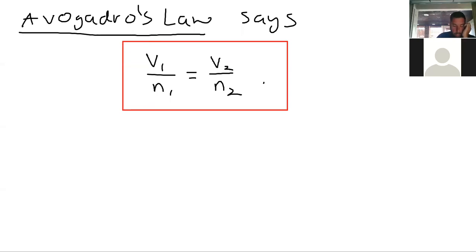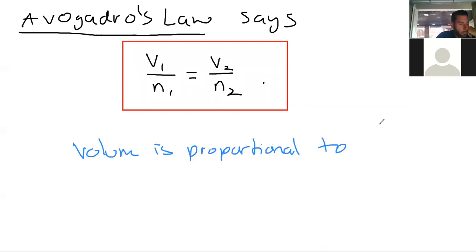So if we write this in English, volume is proportional to the number of molecules.